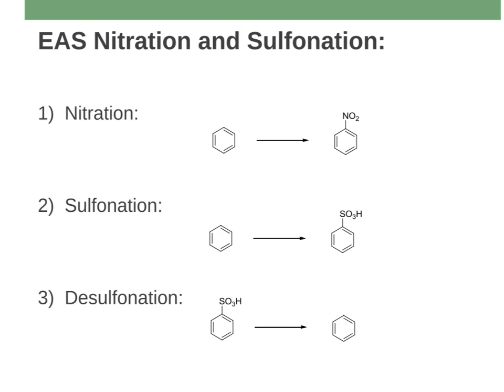So I've got three listed here, right? Nitration, sulfonation, and desulfonation. I'm just going to show you the reagents really quick so that you know that this plus this makes that. For nitration, you're always going to see nitric acid, right? We've got the nitro group. So here's our nitro group, hence the nitration.